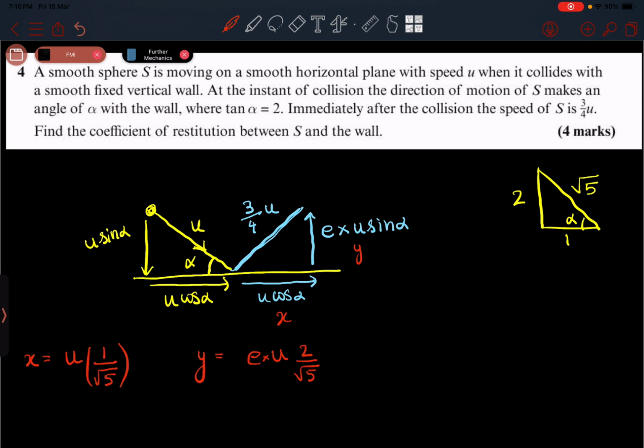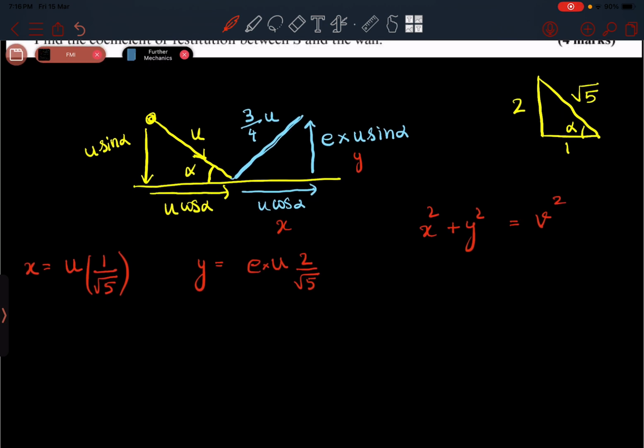So what do we know? Because we know x and y, if we square it and add it, we will get v squared. Or in other words, we could also do square root of x squared plus y squared is v, which would eventually then be squared on both sides. So we could say v squared is equal to x squared plus y squared. That's basic Pythagoras' theorem.